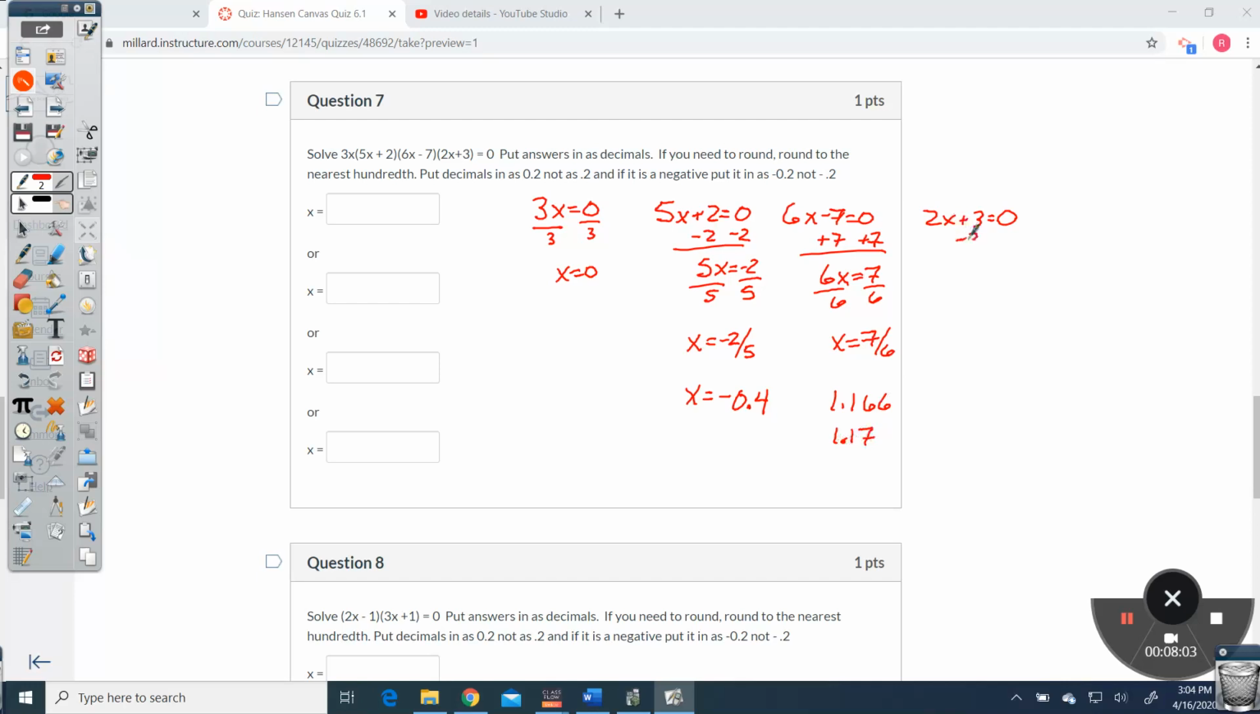So now in this one, I minus the 3. So 2x equals negative 3. Divide it by 2, and x equals negative 3 halves, which is negative 1.5. So those are my answers that I'm going to plug in here. So that's that problem.